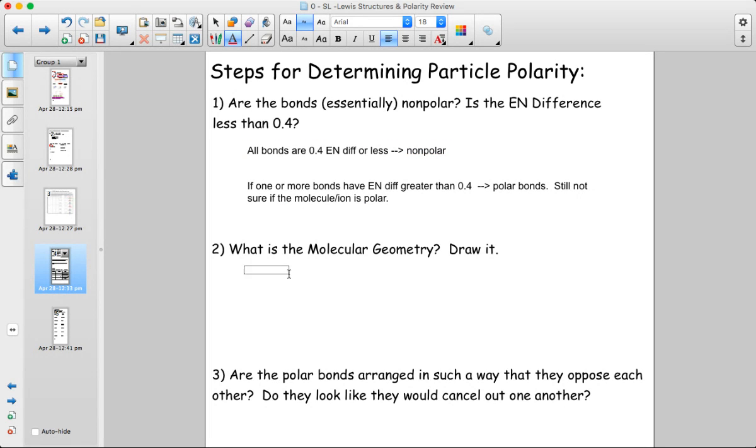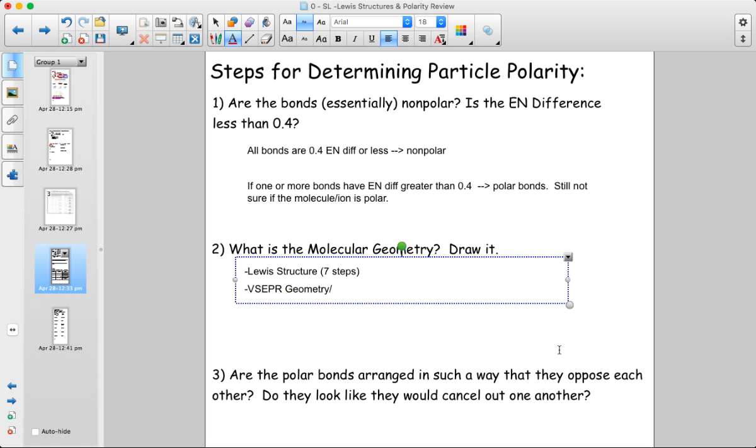The second step is you should make sure you draw a Lewis structure. Remember, we got our 7 steps. You can go back and review those 7 steps. So draw the Lewis structure, figure out what the geometry is, and if you can, redraw your structure with as accurate a representation of the geometry as possible. Redraw an accurate geometric structure, because it's very easy to draw things on the flat page more symmetric than they actually are. If you try to do a more accurate representation of the 3D geometry, it's usually pretty easy to see whether or not it's symmetric.